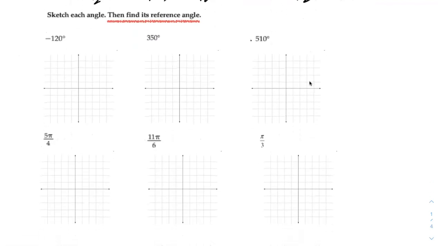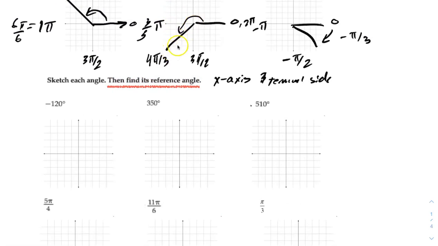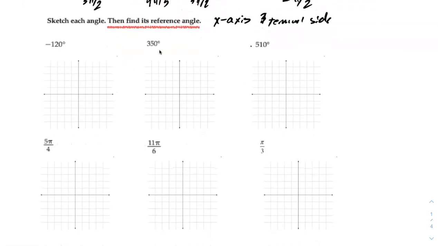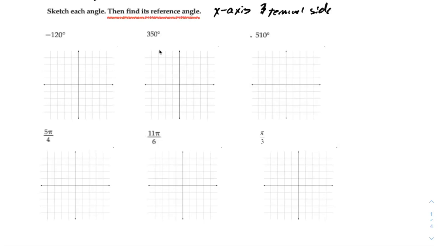Now we want to find the reference angle. Remember, the reference angle is the angle between the x-axis and the terminal side. The terminal side is the last side we draw. These are all the terminal sides. So this will be the reference angle, this will be the reference angle, this will be the reference angle. It's always positive because you're always going less than 90 degrees. You always go to the closest x-axis. So it should always be positive, always an acute angle.